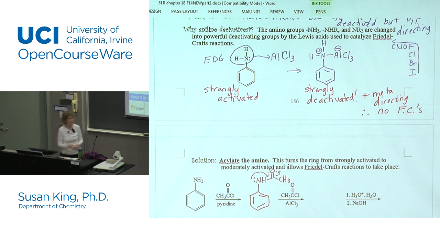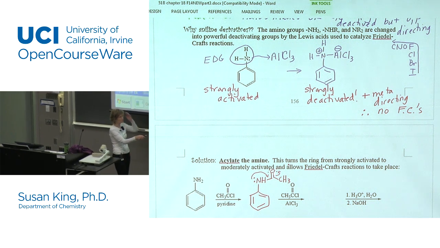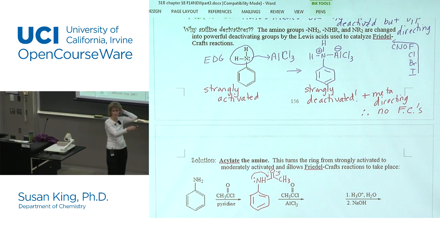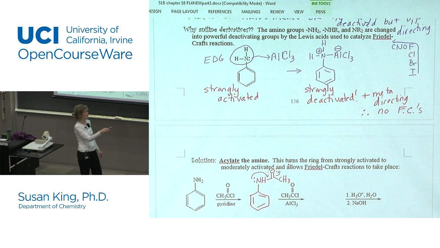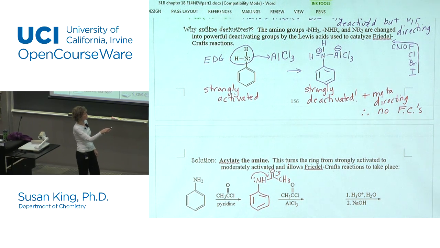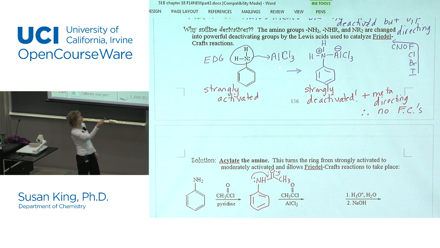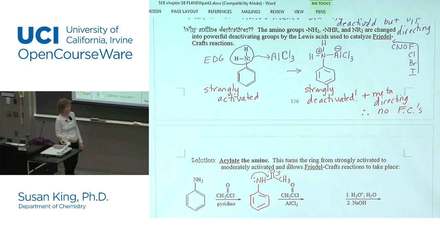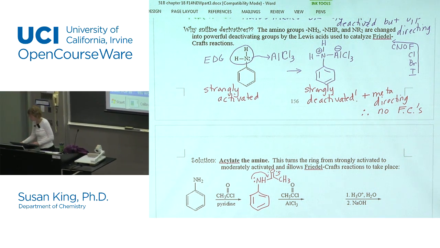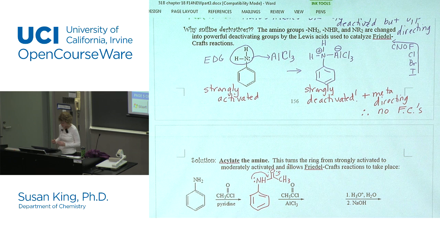If that nitrogen takes its lone pair and puts it on oxygen, the oxygen gets a negative charge, and oxygen loves having a negative charge in a resonance structure. So that nitrogen is not very inclined to attack the AlCl3 when it's got this friendly neighborhood oxygen right here that it can throw its electrons onto. So this one actually will do Friedel-Crafts.